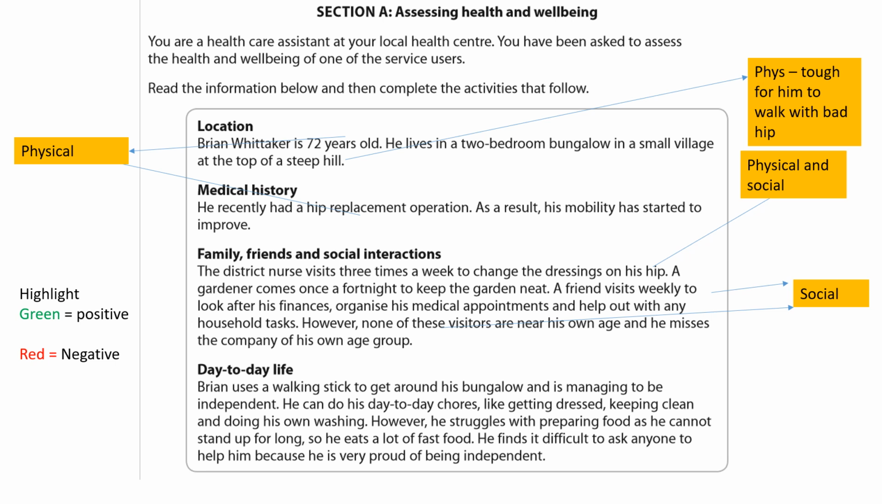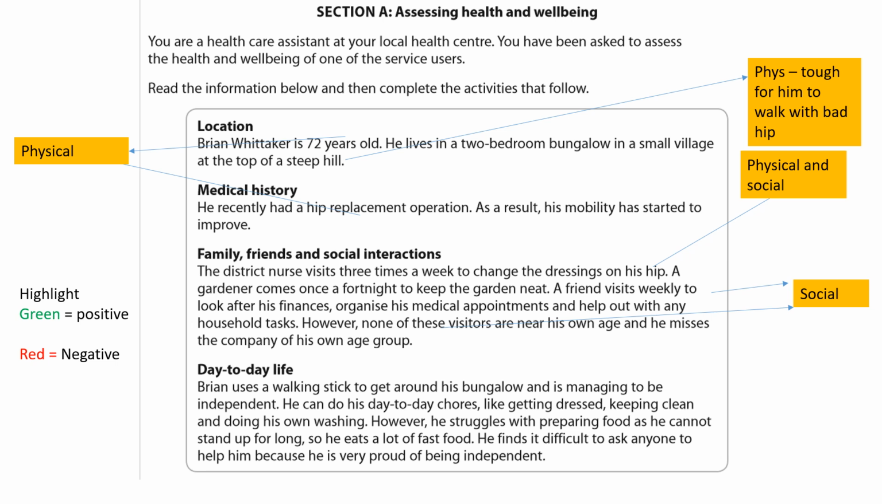And then we move on to family, friends and social interactions. You get to see who visits him, who he visits, and whether he has any social interaction. You get his day-to-day lives. You notice that he has a walking stick to get around his bungalow. He can do his everyday chores. He does struggle with preparing food. So you could actually underline that red. He cannot stand up for long, and he eats a lot of fast food. Straight away, you're noticing that could actually affect his diet.